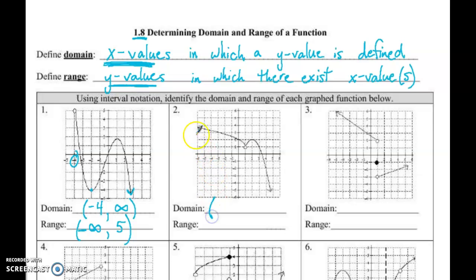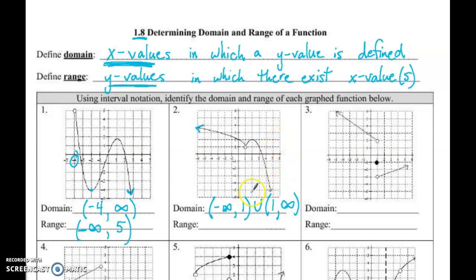Again, domain is the x values. We are going infinitely to the left because we read domain left to right. It's defined all the way until we get to x equals 1, open circle, union from 1 to infinity.